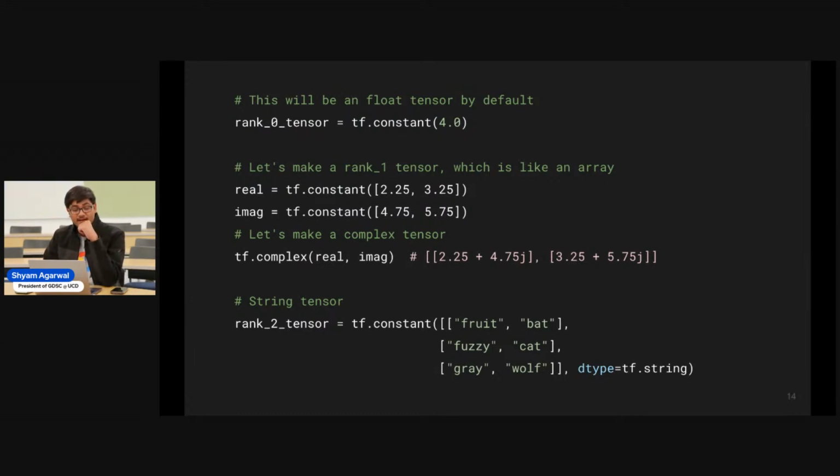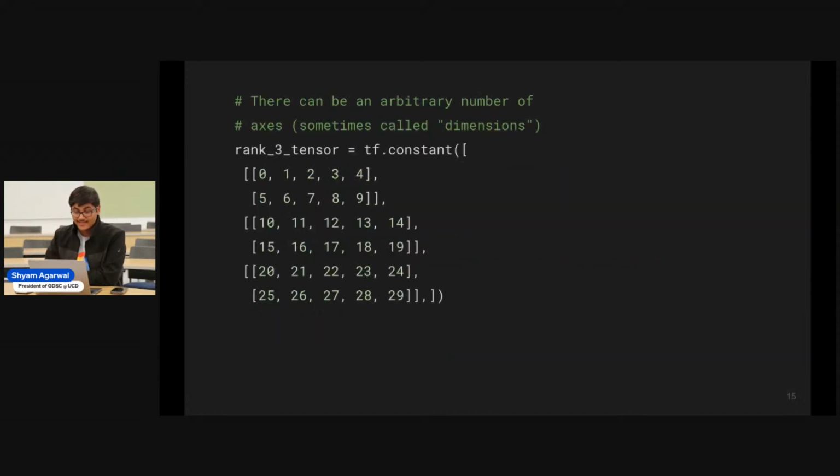Similarly, I have defined 2 rank 1 tensors: real, which is tf.constant of 2.25 and 3.25, and imaginary, which is another tf.constant array. A rank 1 tensor is basically nothing but this array. Now we can put the rank 1 tensors together to form a rank 1 tensor with complex values, as you can see in the second example. Then I can also define a rank 2 tensor, which here describes word pairs. I can describe rank 3 tensors. As you can see here, I have an array which consists of 3 different rows with different numbers of elements. And in that order, we can keep going to arbitrarily large sizes and dimensions.